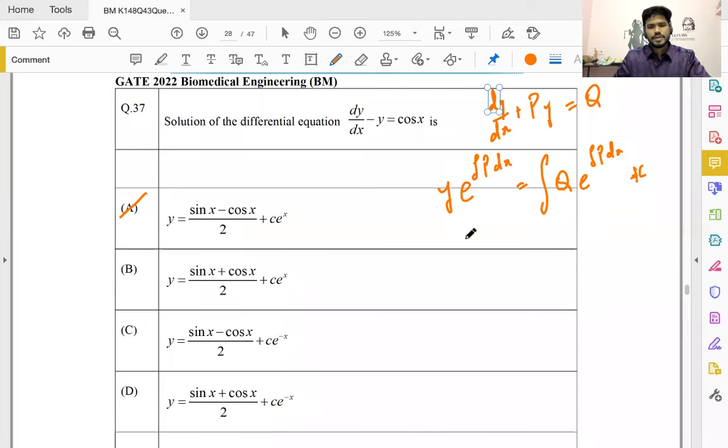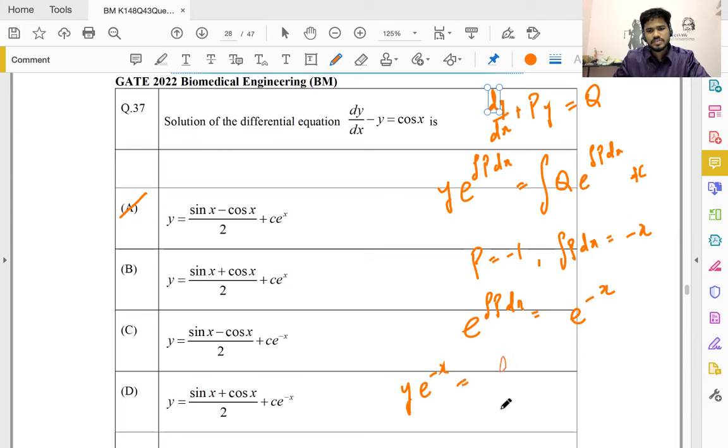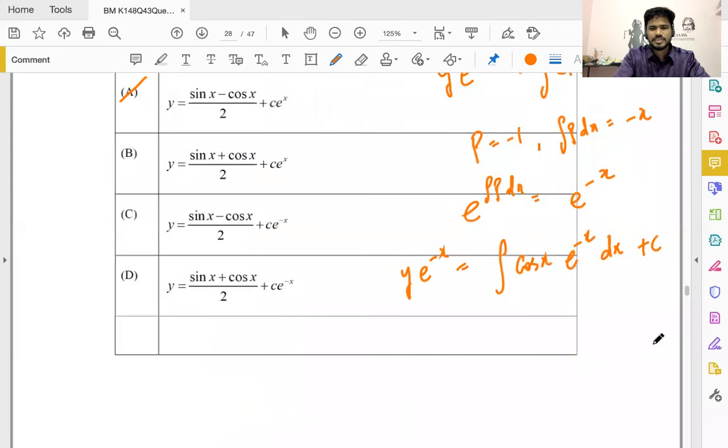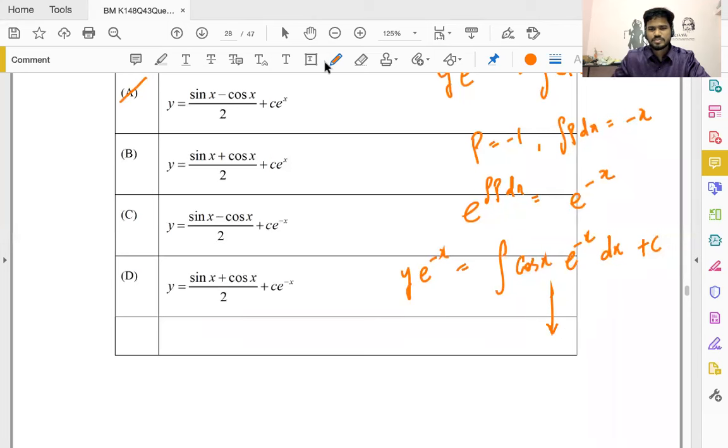Okay, and what is p? P is -1. So integral p dx is minus x plus c, and I'll forget there is one more constant there. And then e power integral p dx is e power minus x. So y e power minus x is the integral of cos x e power minus x dx plus c. There comes the slight trouble here. Now we have to do uv minus integral of v du, integrating by parts.